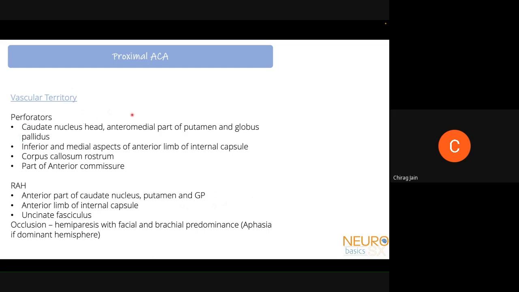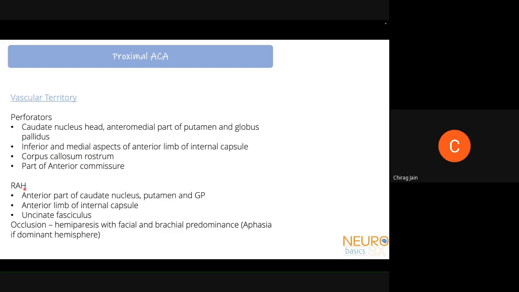The other structures are the medial part of the putamen and the globus pallidus, and the inferior and medial part of the internal capsule anterior limb. It also, as we know, as it's close enough to these structures, will also supply the corpus callosum rostrum and part of the anterior commissure.